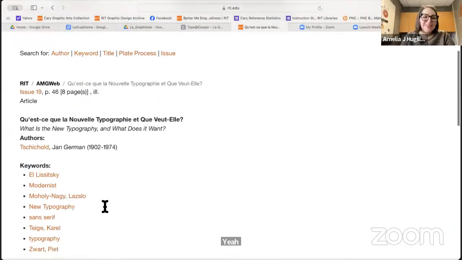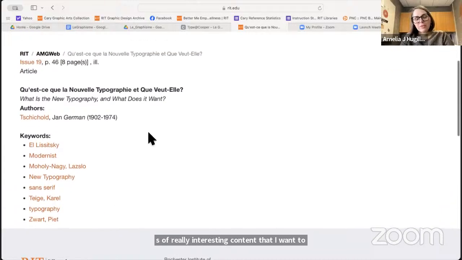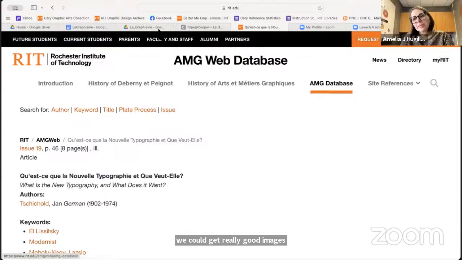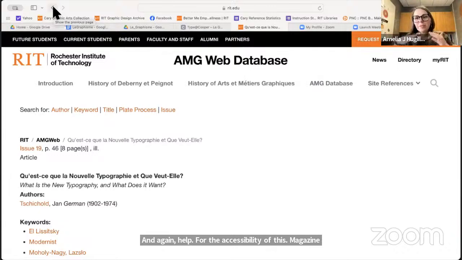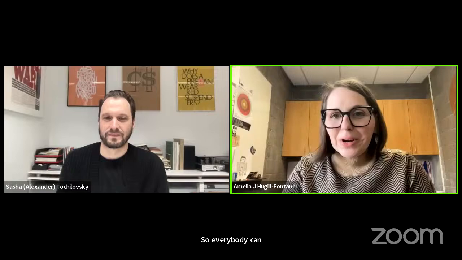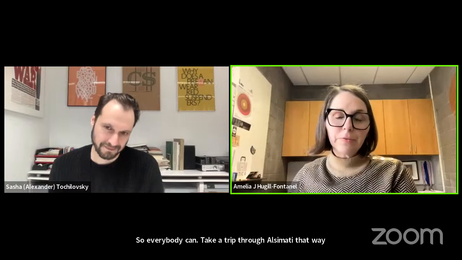So there's all kinds of really interesting content that I want to revisit. And I think by doing some digitization, we could get really good images and, again, help the accessibility of this magazine, which I really feel not only talked about typography and graphic design, but also printing, book collecting, and an amazing part of what people were seeing in that period that we kind of idolize right now, in art history especially. So everybody can take a trip through Métiers Graphiques that way, and at least use it to support your studies if you're interested in that period.